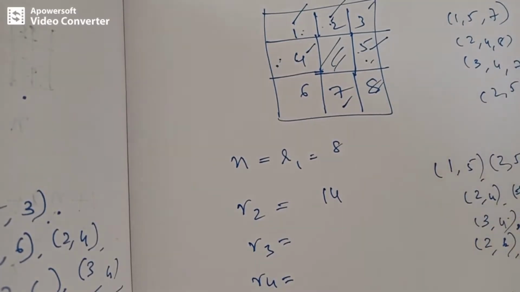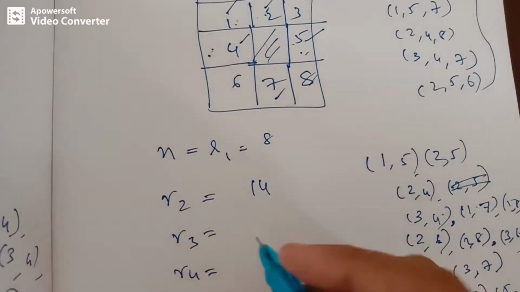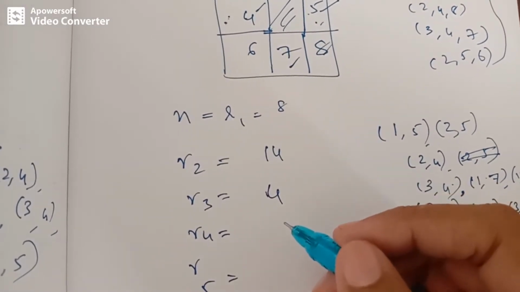Only these 4 pairs. So with these pairs we are able to find out the non-capturing rooks. The value of R3 is 4. Now let's find out what is the value of R4.